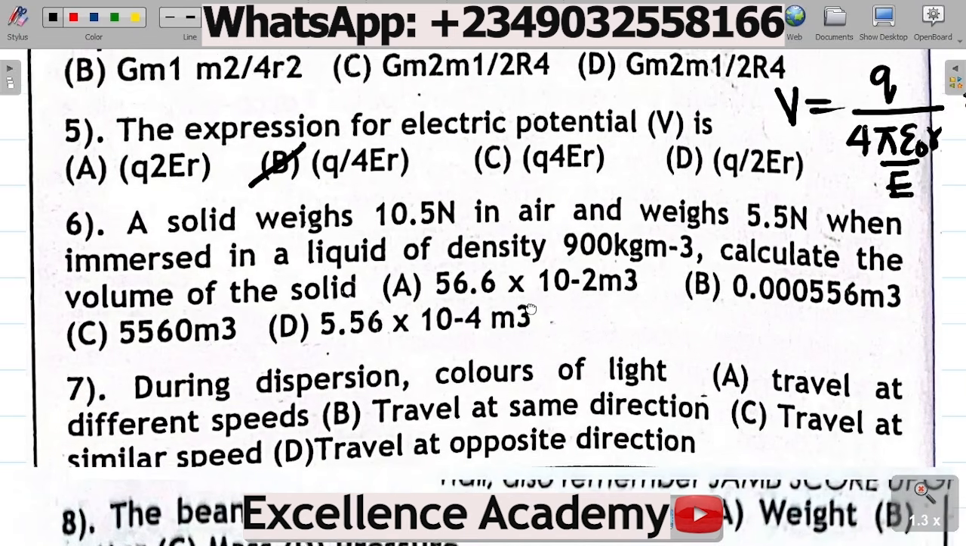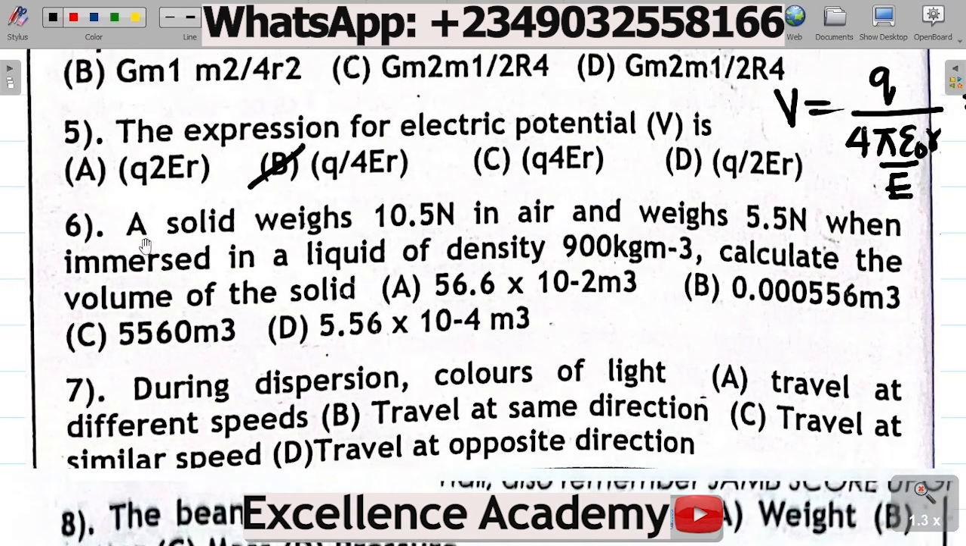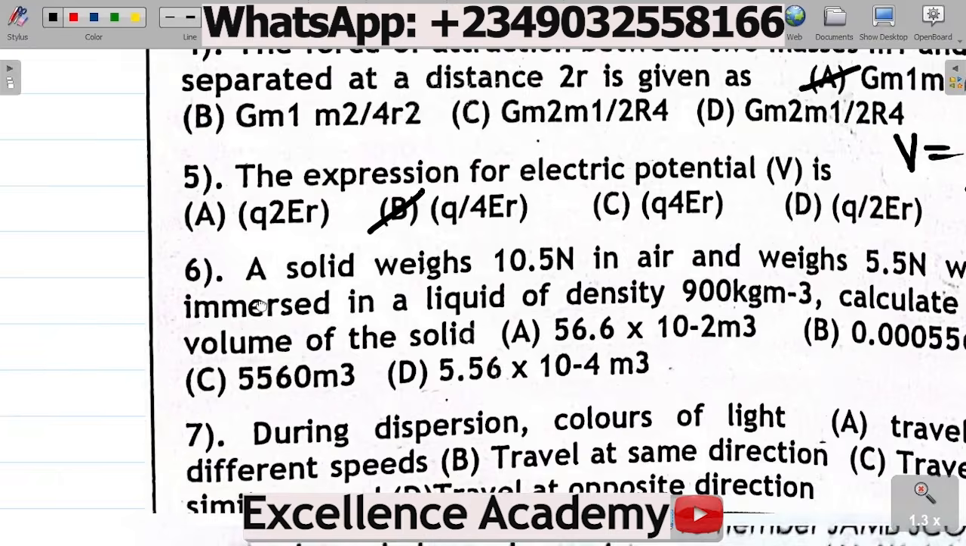Next up, question number 6. Question 6 says a solid weighs 10.5 Newton in air and weighs 5.5 Newton when immersed in a liquid of density 900 kilogram per meter cube. Calculate the volume of the solid. You have option A, option B, option C, and option D. So how do we solve this question?